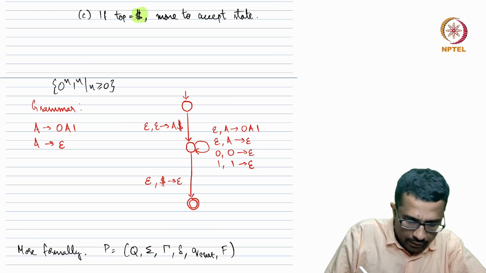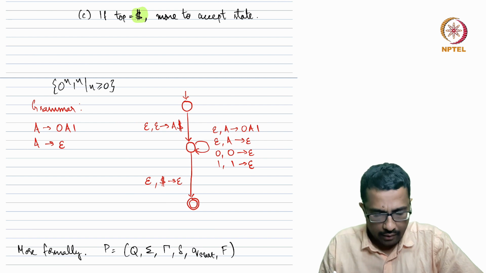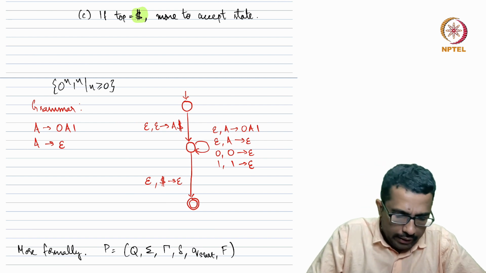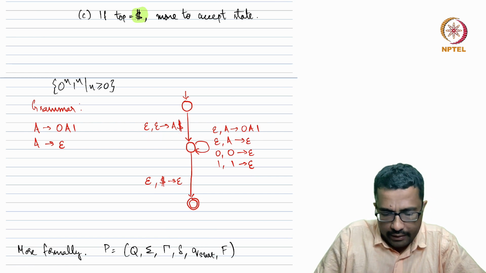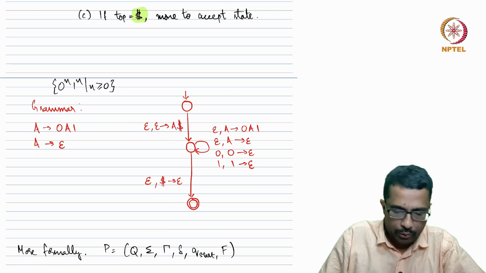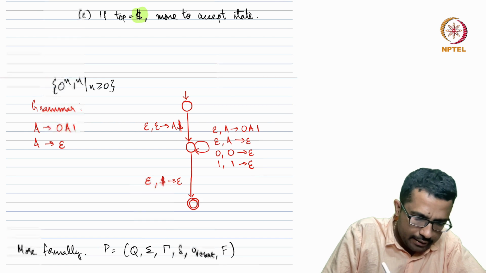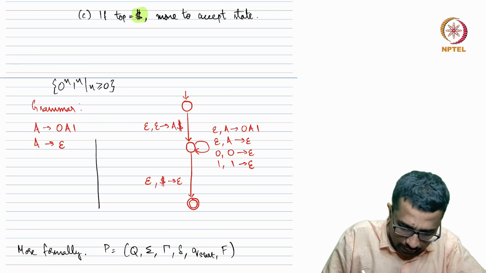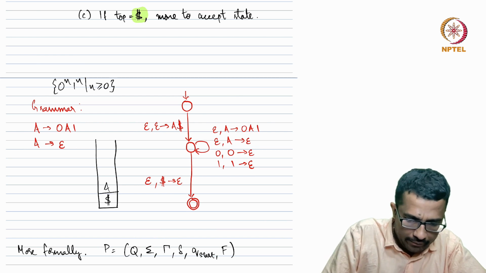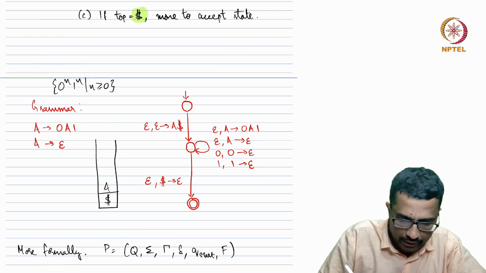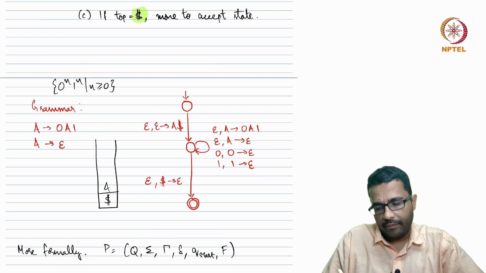A is the only variable here, right? So what do we do here? We first insert dollar followed by the start variable, which is A here. So initially, let's try a working example, the stack has dollar, then A. And then you come to the middle state. The 3 states only.